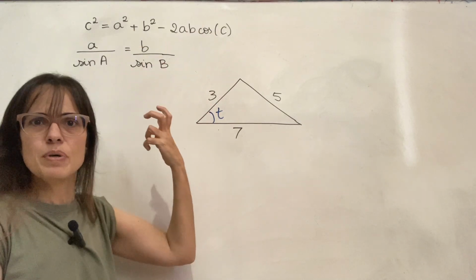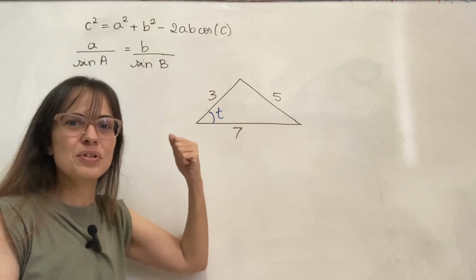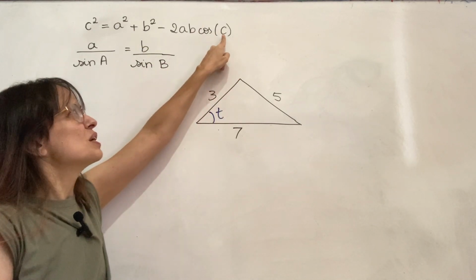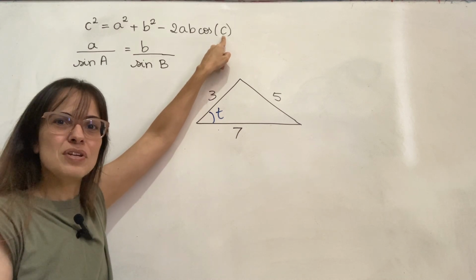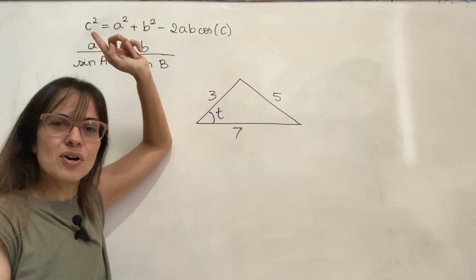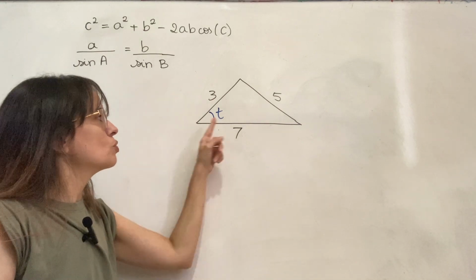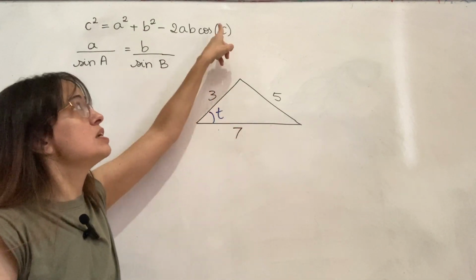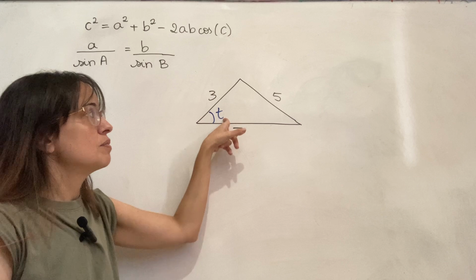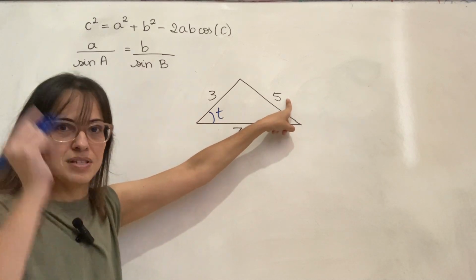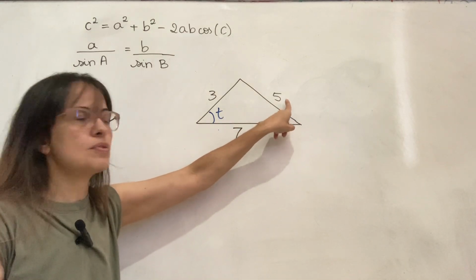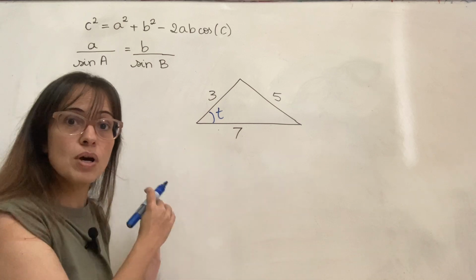And I haven't mentioned this explicitly in the video yet, but this is always true. The capital letter of the angle and the lowercase letter of the side are always one opposite the other, okay? So if I'm going to use angle T here in the cosine rule, then the side that counts as the c in the formula needs to be the 5, because it's opposite to the T. So let's write it out.